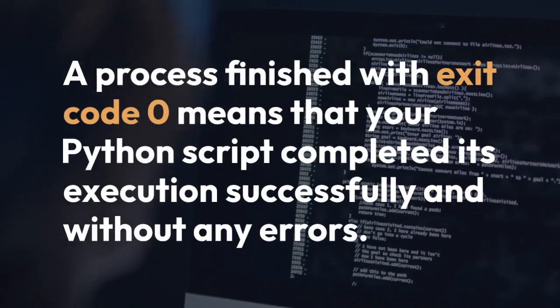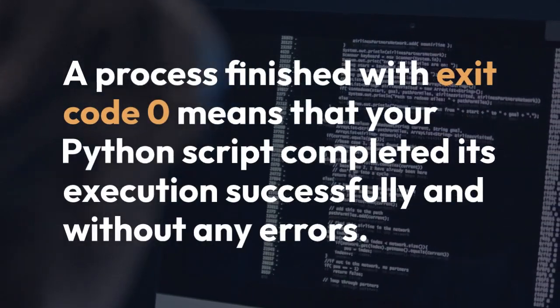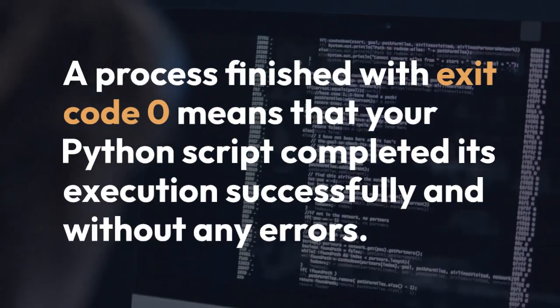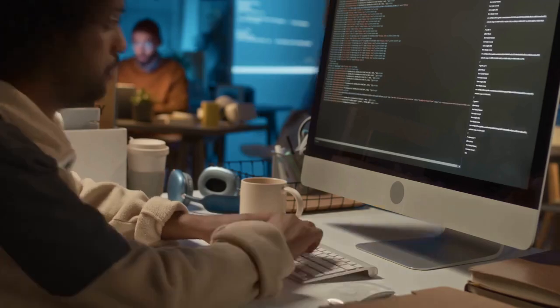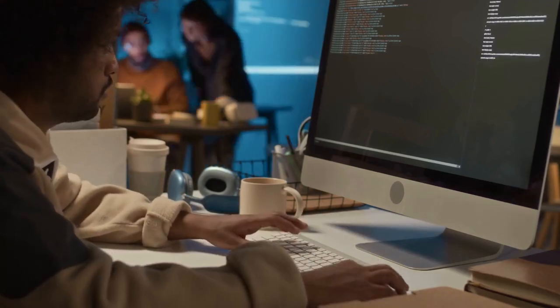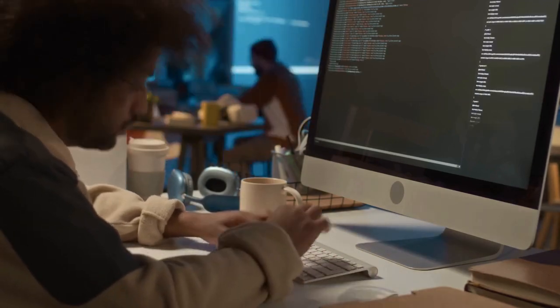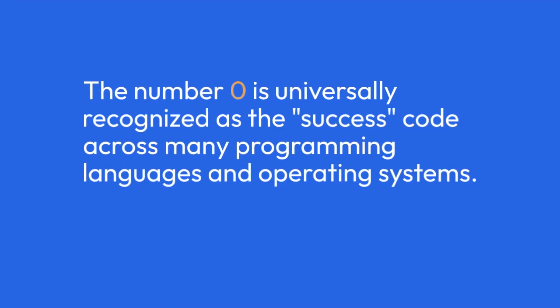An exit code is a numerical value that indicates the status of a program's termination. A "Process finished with exit code 0" means that your Python script completed its execution successfully and without any errors. It's a good thing. It signals a clean and successful termination. The number 0 is universally recognized as the success code across many programming languages and operating systems.